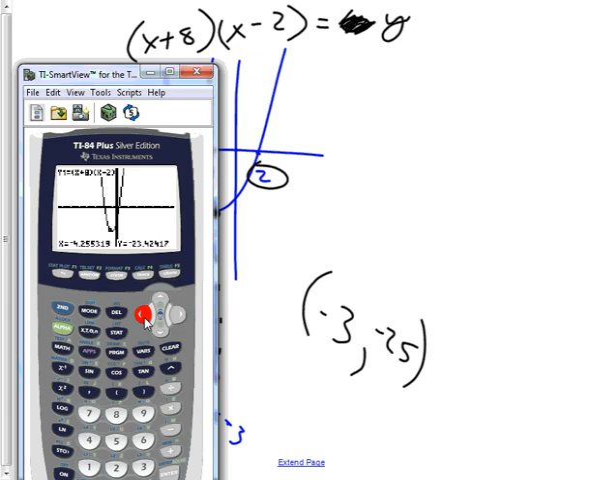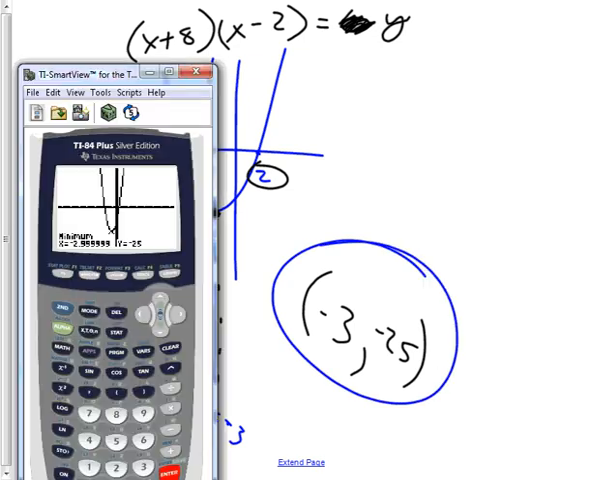But if I want to be exact, what I do is second calculate. The minimum, it's number 3. Go to the left side of it. Hit enter. The right side of that minimum spot, and I hit enter, and I go right over the top of that minimum spot, and I hit enter one more time, and it says the minimum is that x is negative 3 and y is negative 25. Look at that. It's the same point we have.